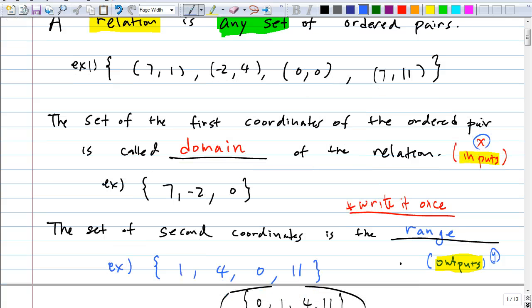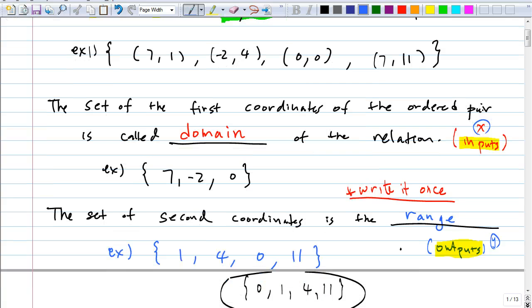By the way, we like to write things in order. Whenever you write things in a set, you see how I rewrote this as 0, 1, 4, 11? It's always best to write them in increasing order if you can. So even the domain, I would have written as -2, 0, and 7. That'd be the best. Does that make sense, guys? So it's really easy, domain and range.